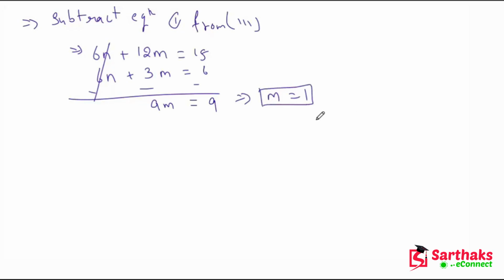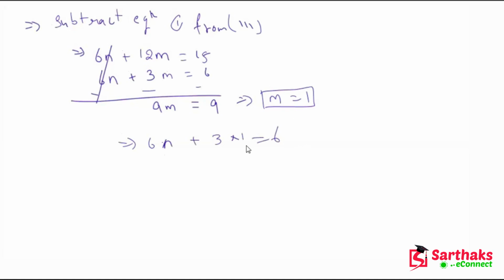Okay, now put the value of m in any of the equations, then we get 6n plus 3 into 1 is equal to 6. Done. So this will become 6n is equal to what? 6 minus 3, which is equal to 3. Okay, so now my dear friends, we get n is equal to 3 upon 6, which is equal to 1 upon 2. Okay, my dear friends, I hope you get this point.